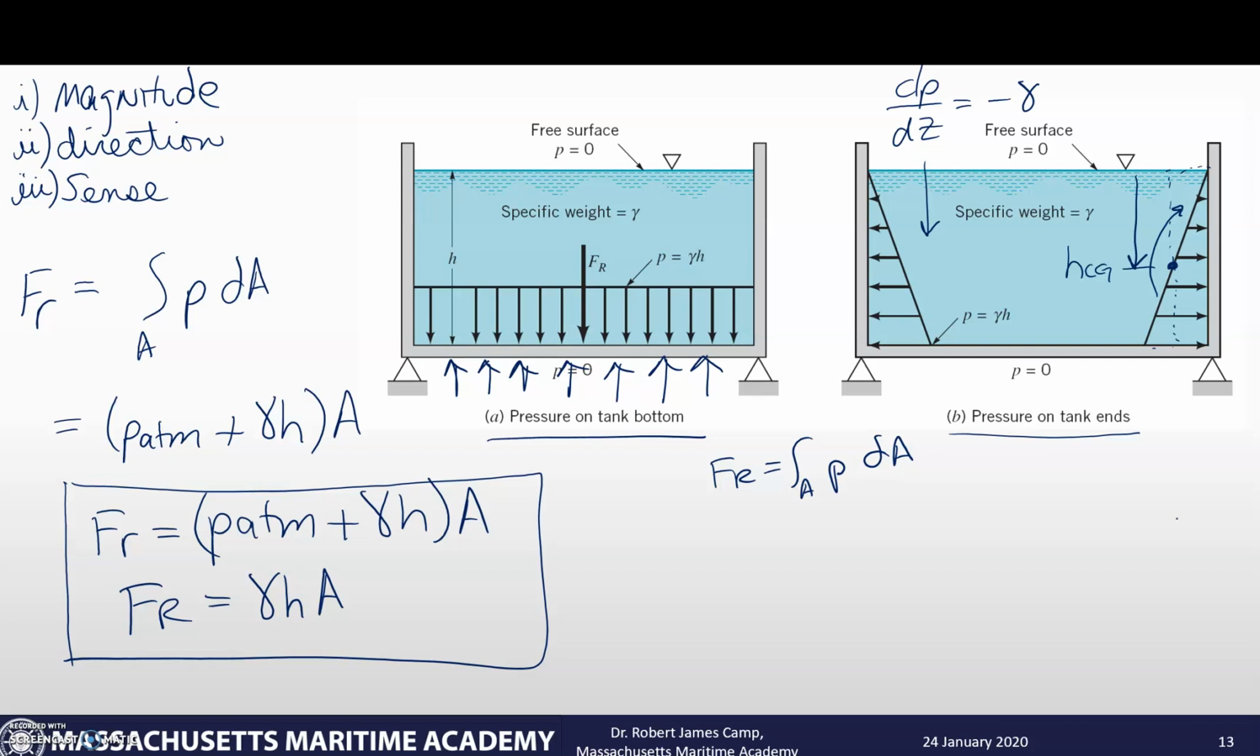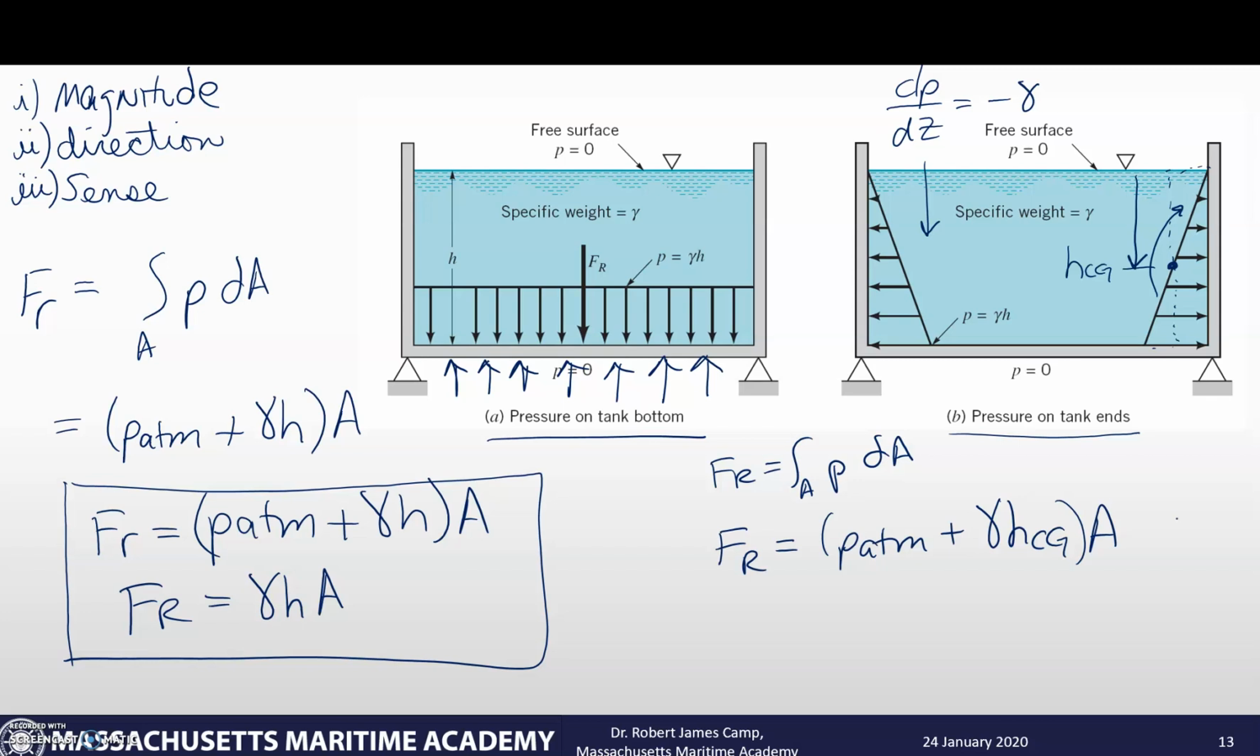Because of that, it makes it really simple to find the resultant force. If I know that at the height of the center of gravity I can turn this into a box load, then integrating the pressure over the area gives the atmospheric pressure on top plus gamma HCG, times the area. This works for a flat plate on the bottom too, because HCG is just going to be H.